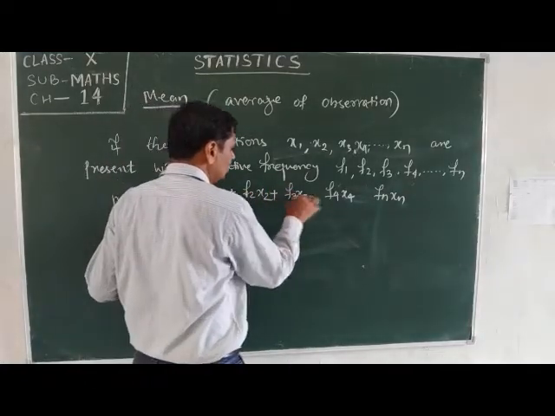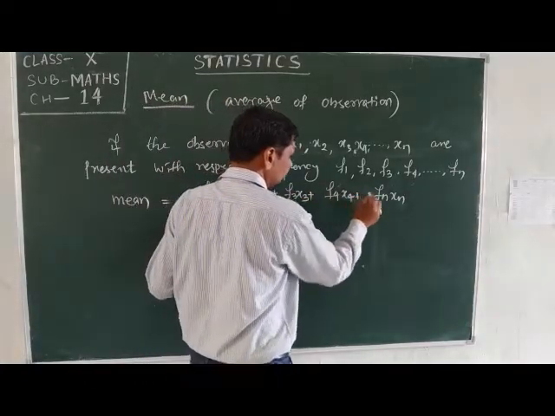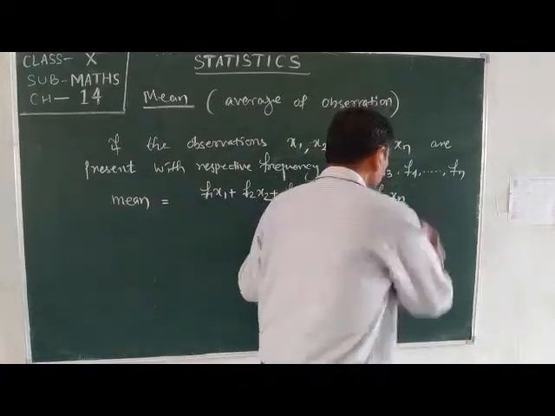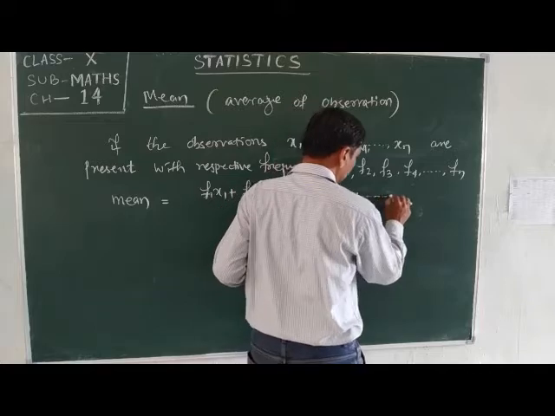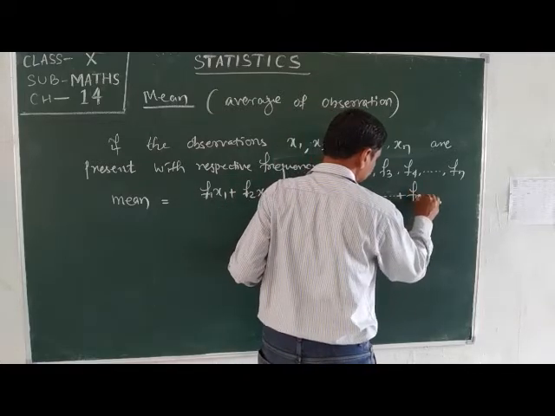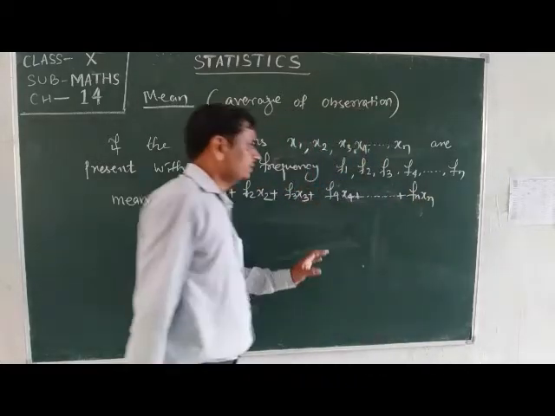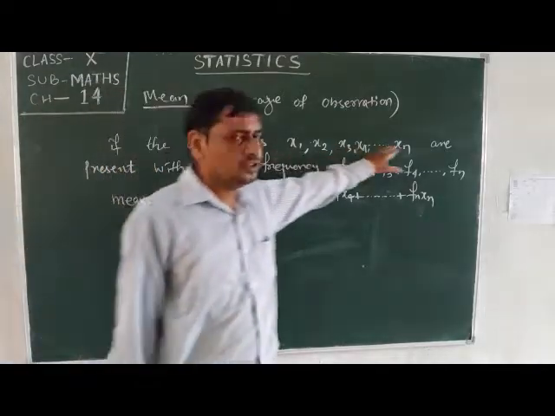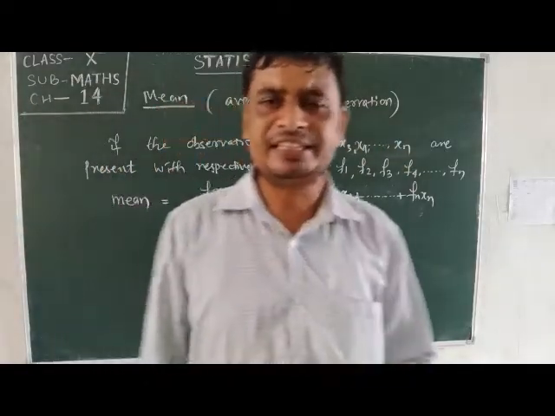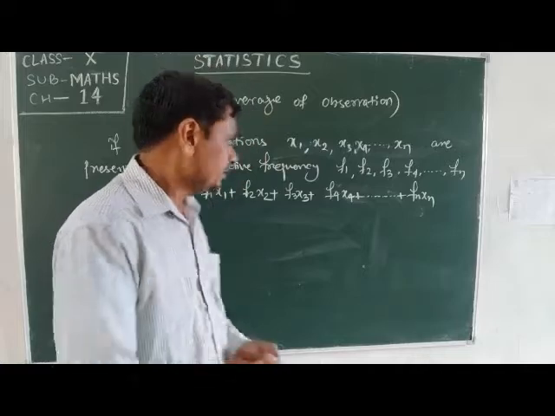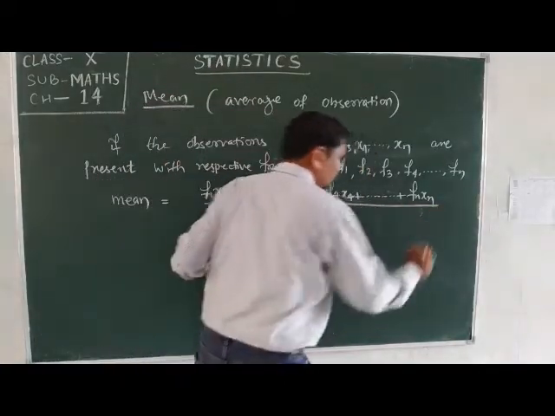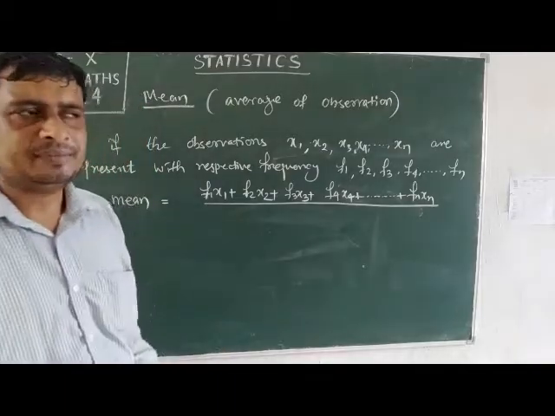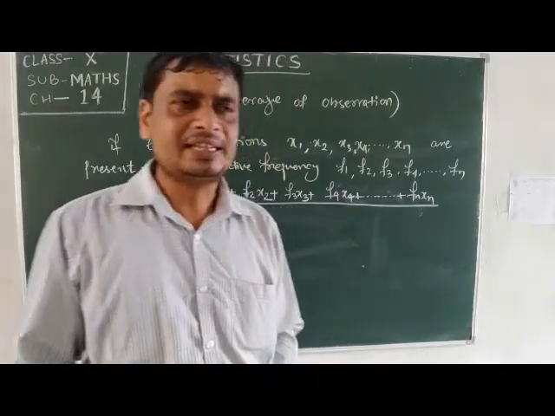We have to find the sum of all these products. When we add all the products, then we get the sum of all the observations present in the data. Sum of all the observations divided by the total number of observations. How many observations are there?